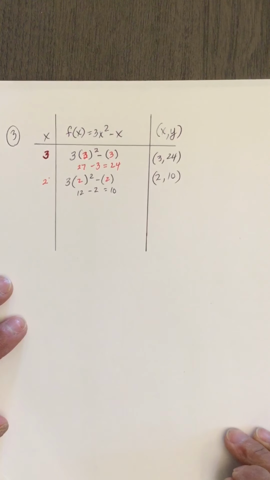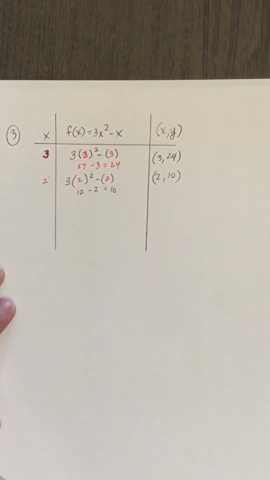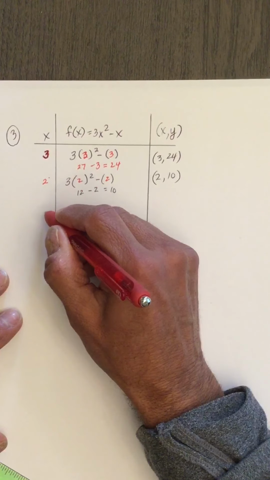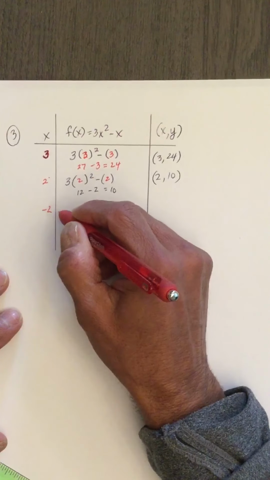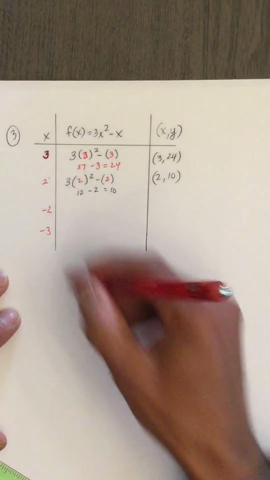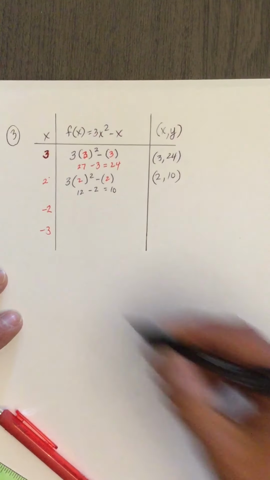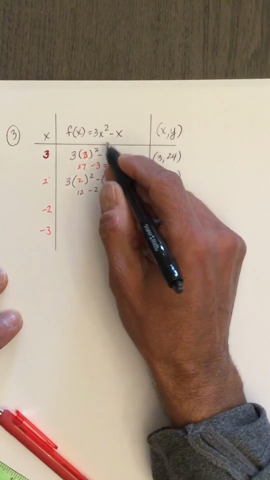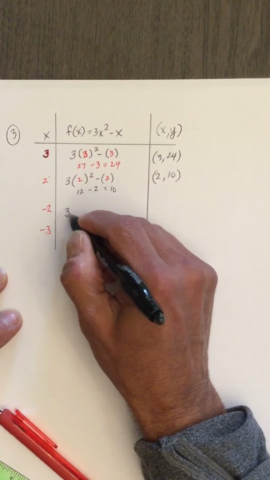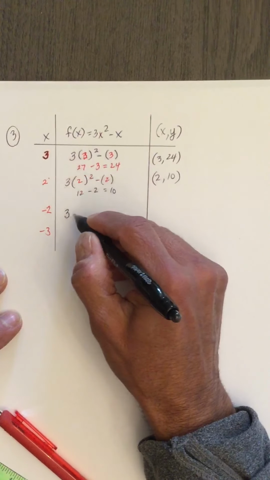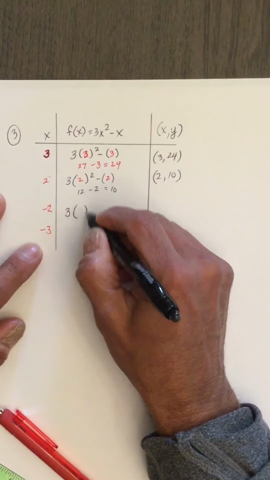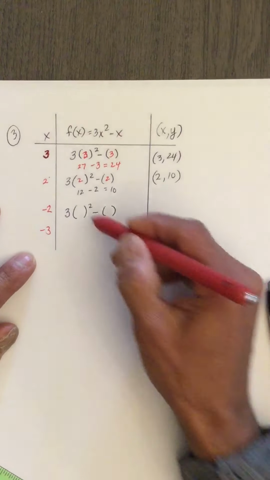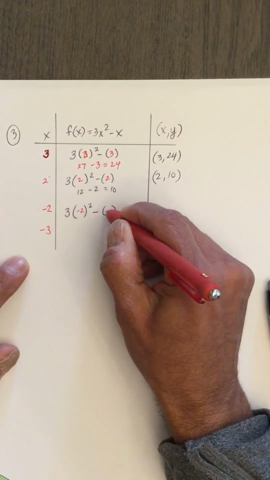Let's put in some other numbers. I'm just kind of randomly choosing these numbers. Let's plug in a number like -2, and we'll put in -3 also, and see what happens there. So if I put in a -2, let's write this out. See where the x's are? There's got to be parentheses. So 3, and then parentheses, squared, minus parentheses. What goes in these parentheses? -2, right?